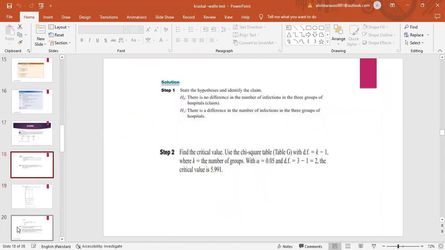Solution. In step 1, we will state the hypothesis and identify the claim. The null hypothesis is that there is no difference in the number of infections in 3 groups of hospitals. That is our claim. The alternative hypothesis is that there is a difference in the number of infections in 3 groups of hospitals. Step 2 is finding the critical values. We will be using the chi-square table with degrees of freedom k minus 1, where k is equal to the number of groups, with alpha equal to 0.05 and degrees of freedom 3 minus 1 equal to 2. The critical value is 5.991. As you know, k is equal to 3, as there are 3 groups of hospitals which are given.